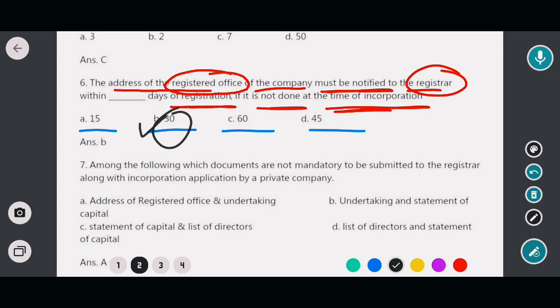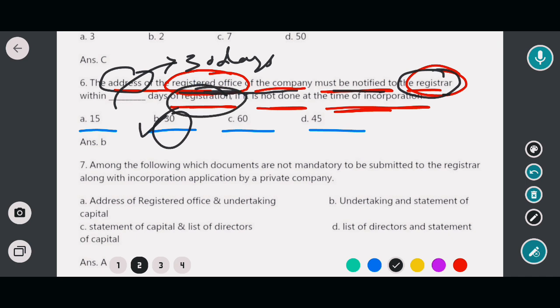That means the address of the registered office of any company must be notified to the registrar within 30 days of registration, if it is not done at the time of incorporation. If registration is not done at the time of incorporation, then within 30 days it must be notified to the registrar. So in this case the correct option would be option B. Now on to the next question.